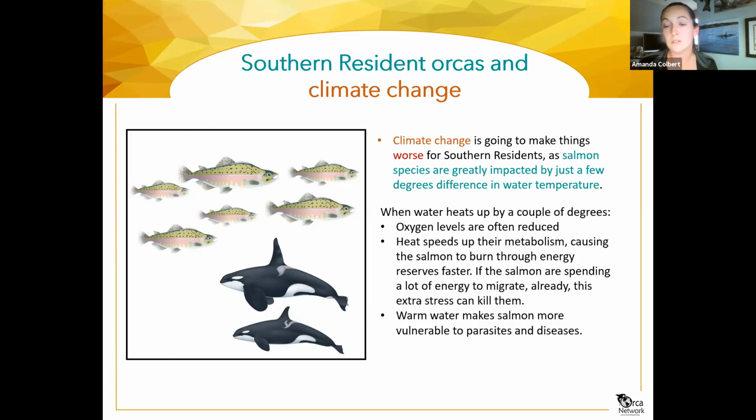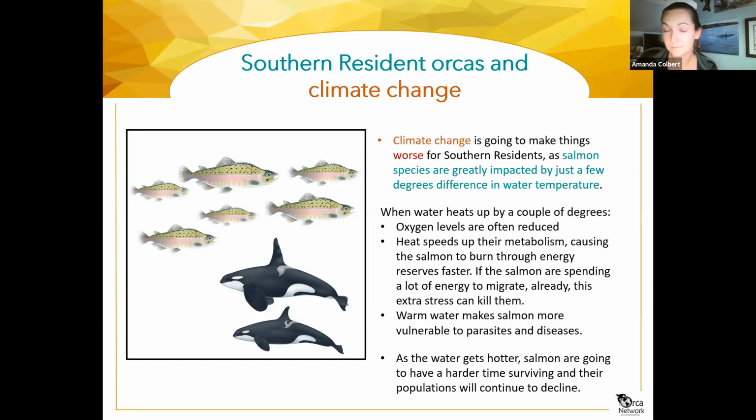And then warm water also makes salmon more vulnerable to some parasites that live in the marine environment, and then they're susceptible to diseases as well. So the other thing about water getting hotter is salmon are going to have a harder time surviving, and their populations are going to continue to decline. We already have a lot of our salmon species in the region and all along the coast. We've seen numbers drop. Some of our salmon species are threatened, and some of them are considered endangered as well. So this could potentially be a really negative impact to what remains of our wild salmon stocks.